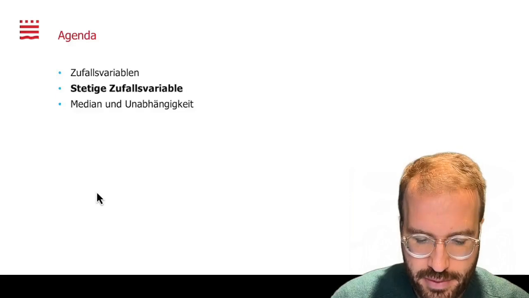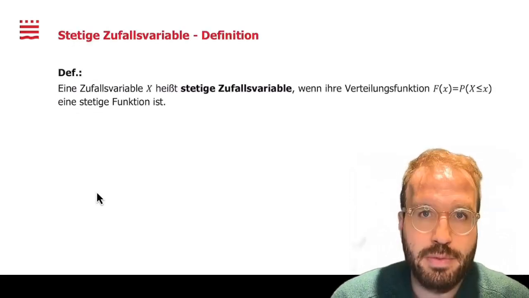Yes, in the last video, we looked at what a discrete random variable is and what a discrete distribution function is. And as I have already announced, we want to take a look at what a continuous random variable is, what it has to do with the distribution function, and why integrals come into play now. And with that, let's get started right away.